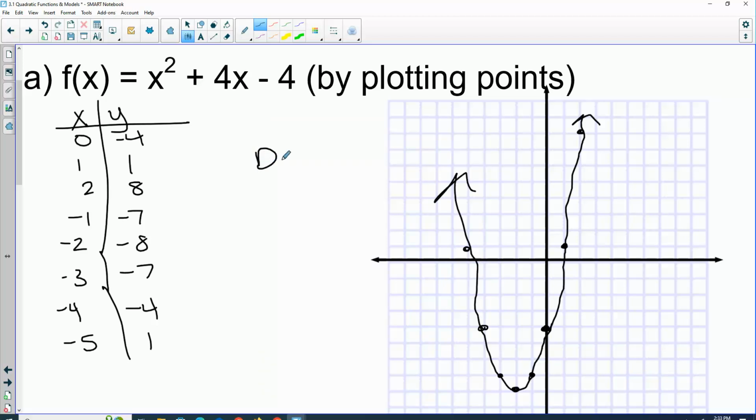Can you tell me domain and range? What's our range?